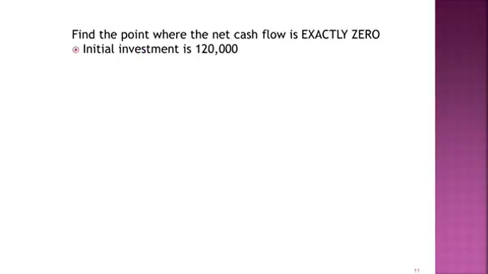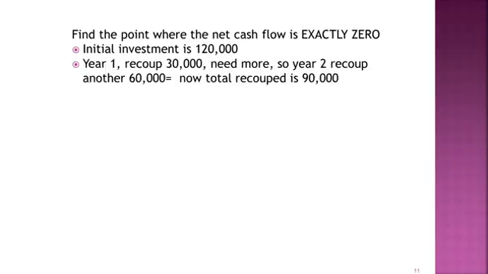So we have to find the point where the net cash flow is exactly 0. The initial investment is 120,000. In year 1, we're going to recoup 30,000 of that. So we need more. In year 2, we're going to recoup another 60,000. So at the end of year 2, we've now recouped $90,000.